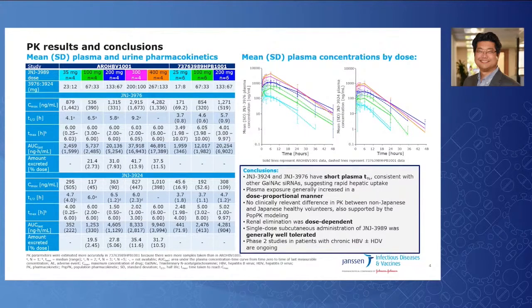Plasma exposure generally increased in a dose proportional manner, and no clinically relevant difference in PK was observed between the non-Japanese and Japanese population. Renal elimination was dose-dependent, and single-dose subcutaneous administration of J&J 3989 was generally safe and well tolerated. Several phase 2 studies of J&J 3989 are ongoing in patients with chronic HBV or HBV-HDV co-infection.